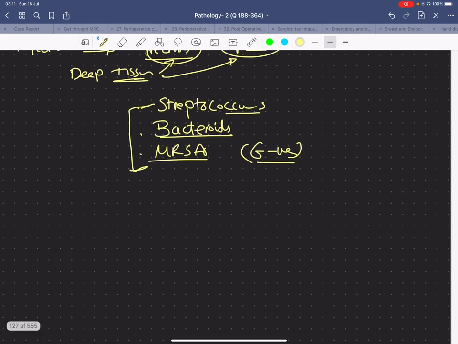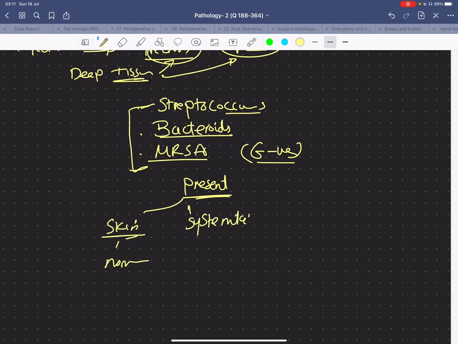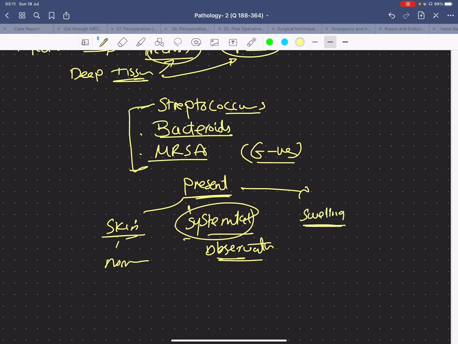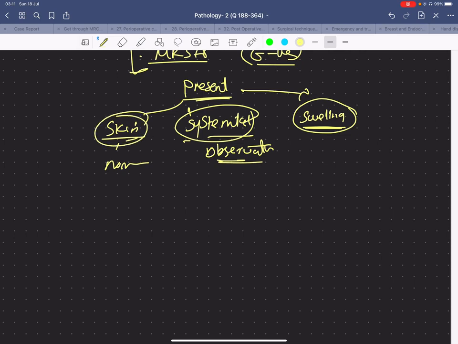The treatment in necrotizing fasciitis, what is the presentation first? The presentation of the skin might be a bit normal, but the patient is systemically unwell, like his observations are significantly deranged. And on the other side, you might find swelling in the skin. This is a swelling of soft tissue. Even the skin might have some bullae sometimes, or discoloration, or edema.